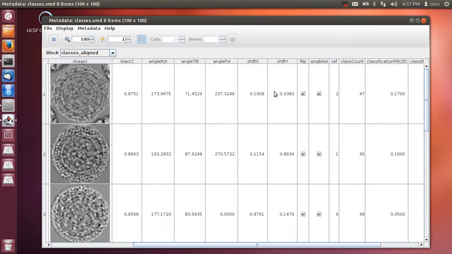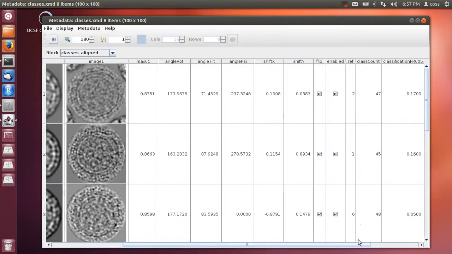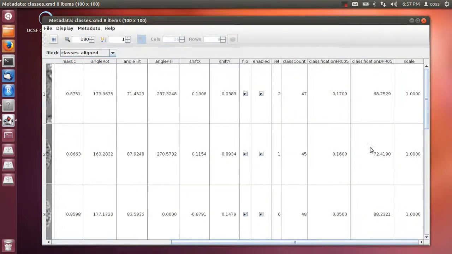And here you have the different shifts, whether you had to shift or not the class to align it with the projection of the volume, whether you had to flip it or not, how many images were assigned to that class, and then this Fourier ring correlation of the class, differential phase residual. These two are numbers describing how good the classes are, and the scale factor.